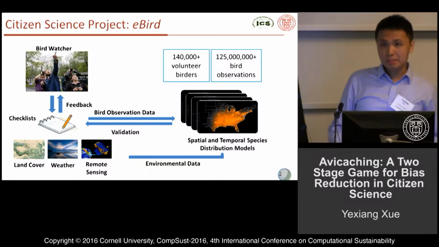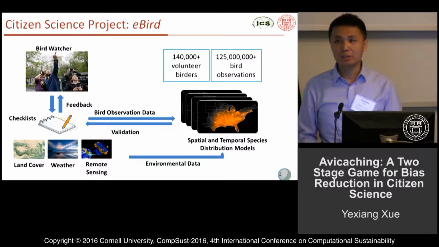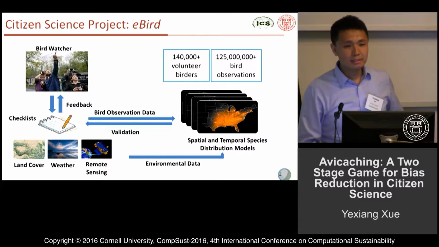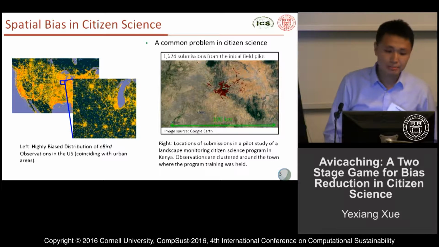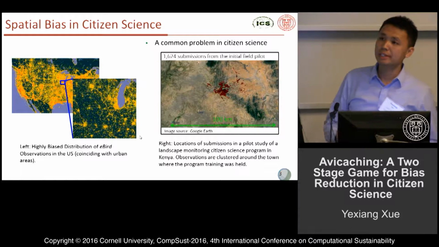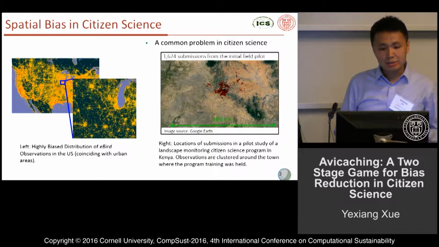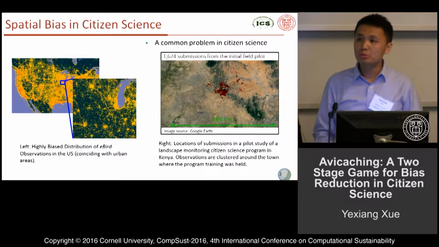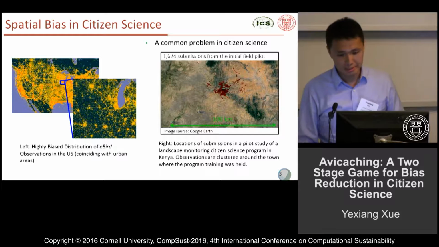eBird has been enormously successful. We have hundreds of thousands of participants who volunteered over hundreds of millions of observations into this data set. Despite its great success, eBird suffers from a data bias problem. Here on the left, I'm showing you a heat map of where the observations are for eBird in the United States. As you can see here, almost every whole state lights up in this map. But if you zoom into one region, you still find that most of the observations are centered around certain areas. In this case, they are in urban areas.